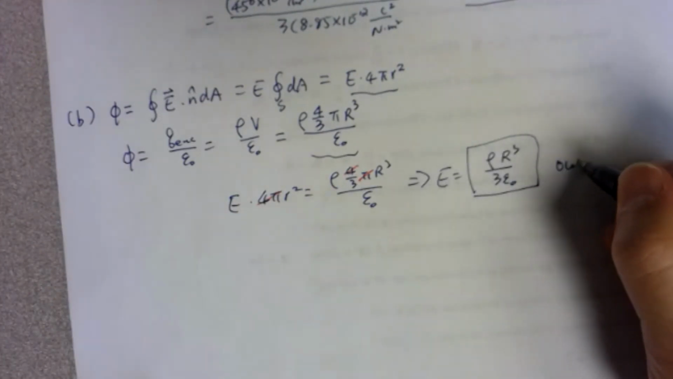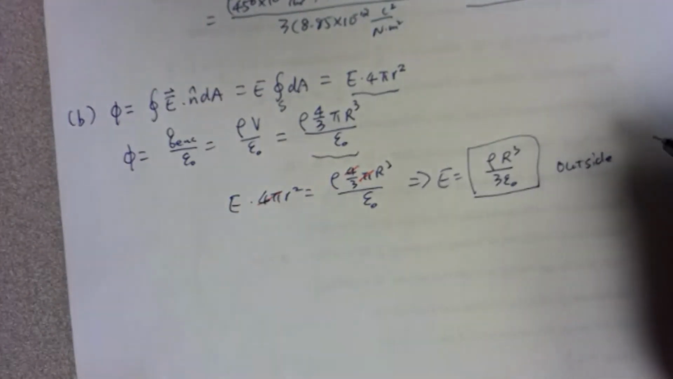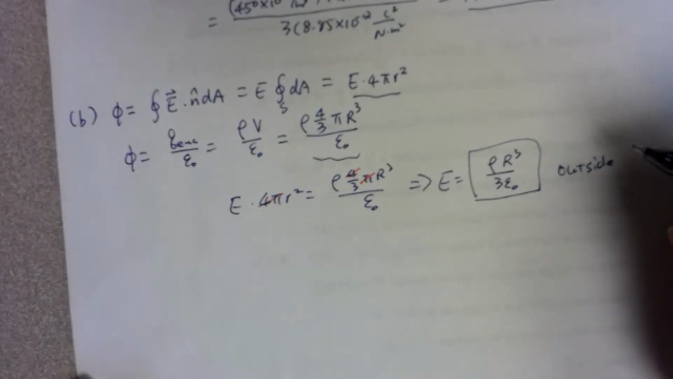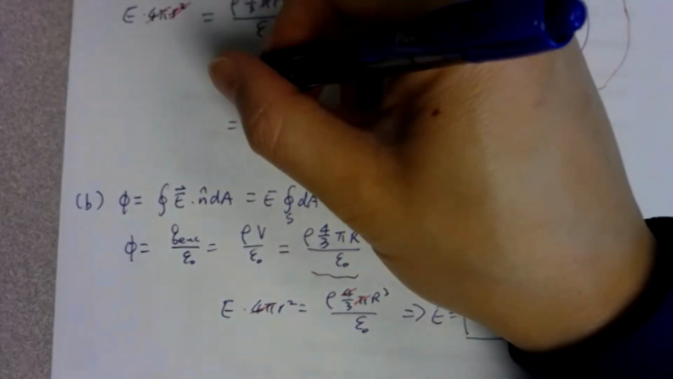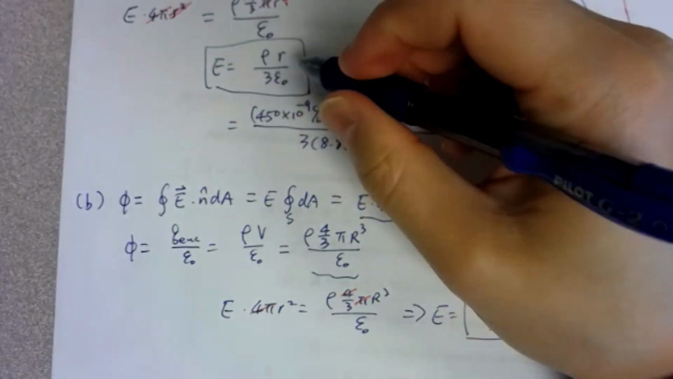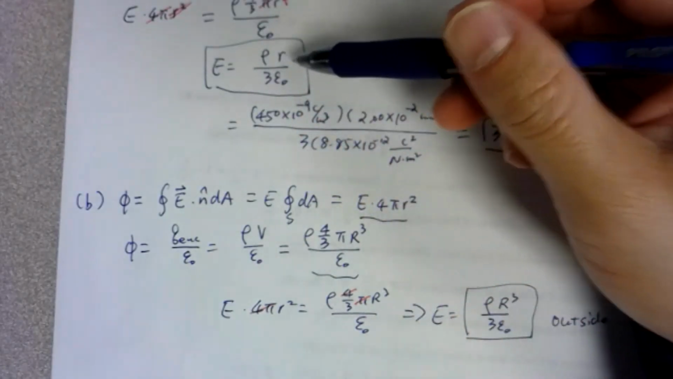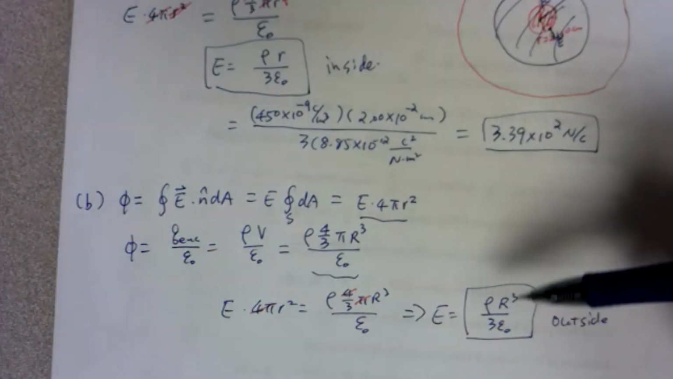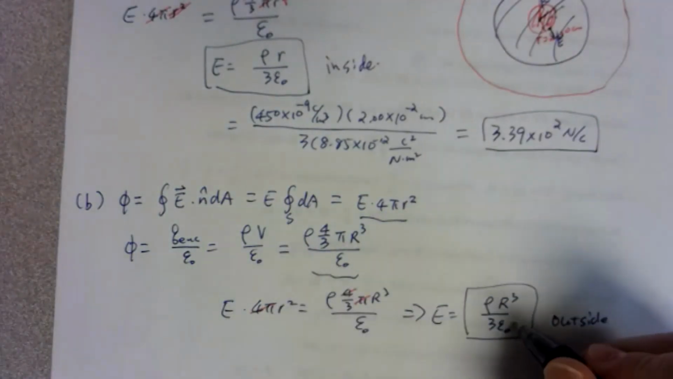So this is outside of the sphere. And previously, if we quickly look at that, this was inside the sphere. So inside, the result is proportional to r. If it's outside, then, oh, actually there's an r squared, I forgot. So if it's outside, it's inversely proportional to r squared.